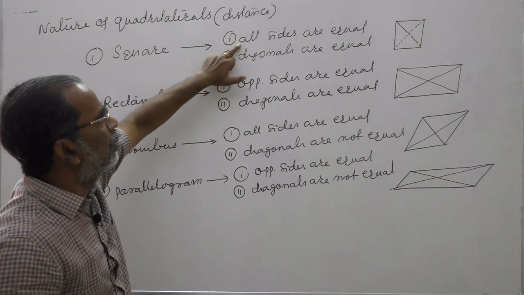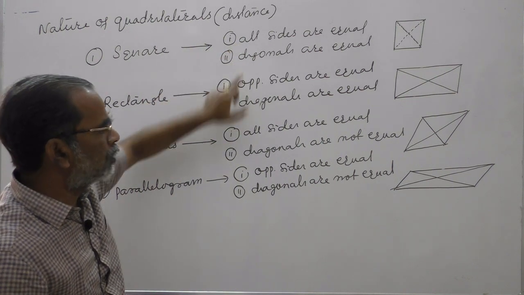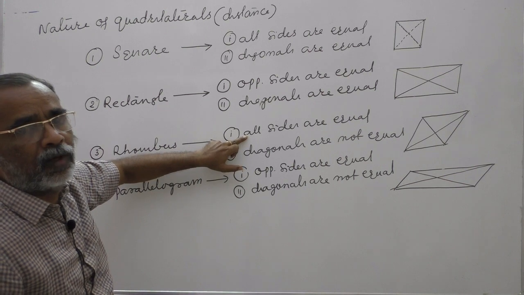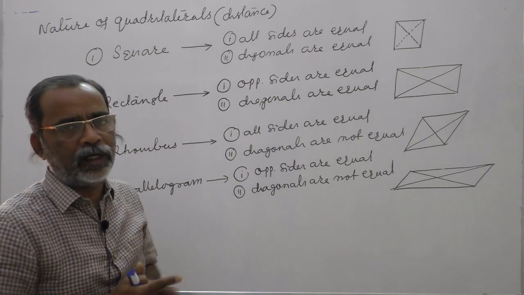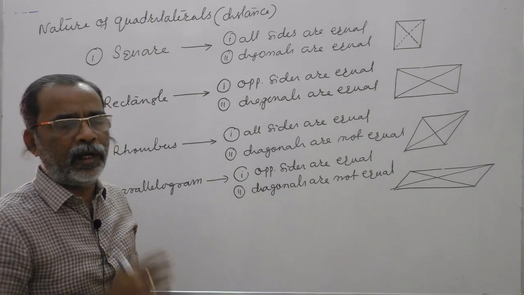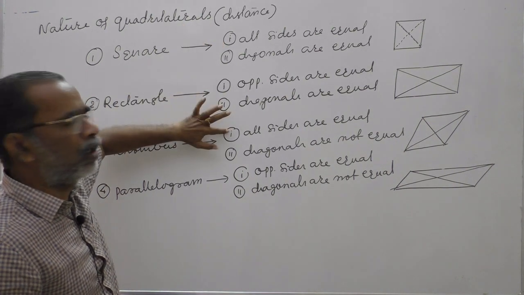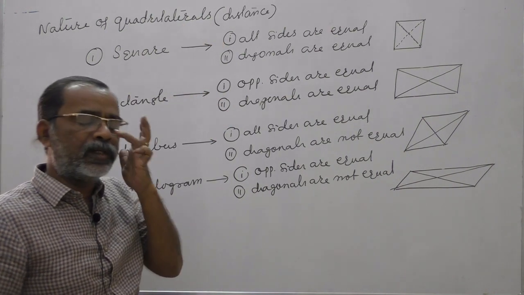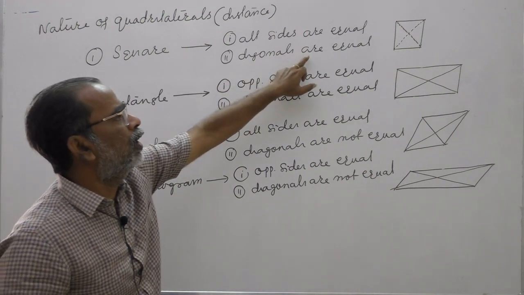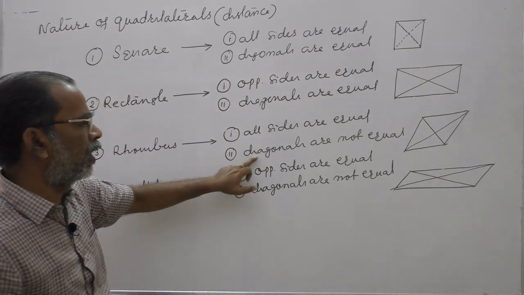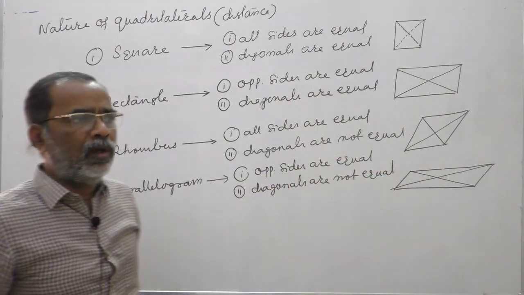If all sides are equal, then it can be either a square or rhombus. First, if 4 points are given, what do we do? We find all sides AB, BC, CD, DA. If all are equal, then it may be a square or rhombus. Then to differentiate that, we find the lengths of the diagonals. If the diagonals are equal, then it is a square. If diagonals are not equal, then it is a rhombus.